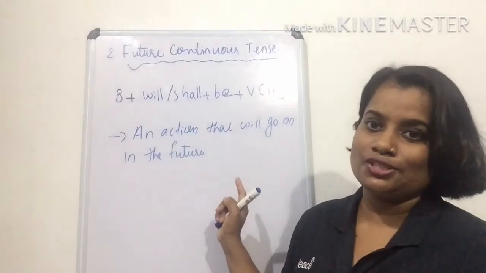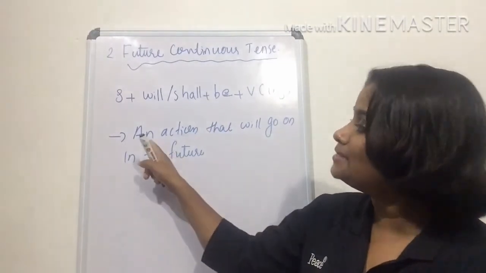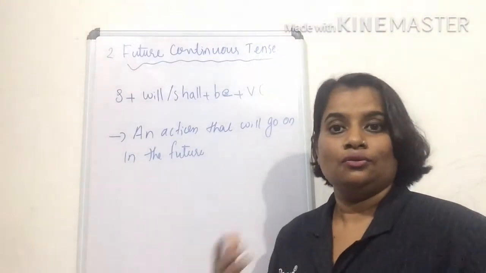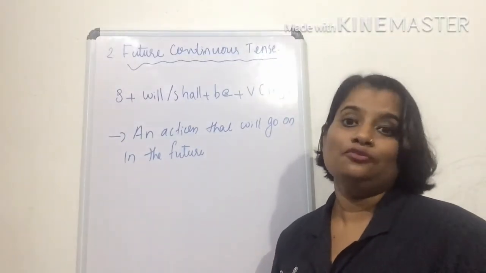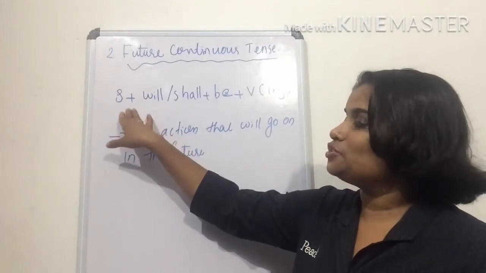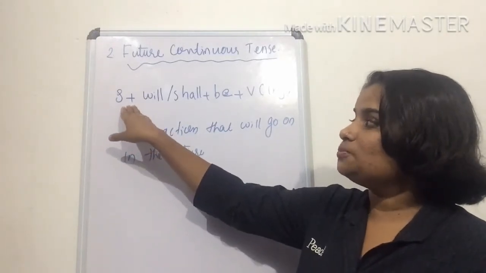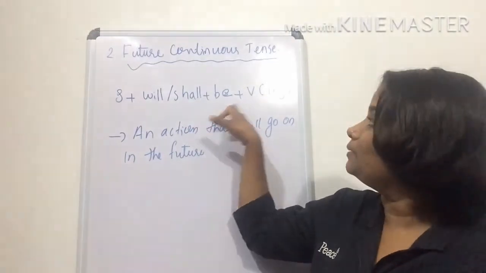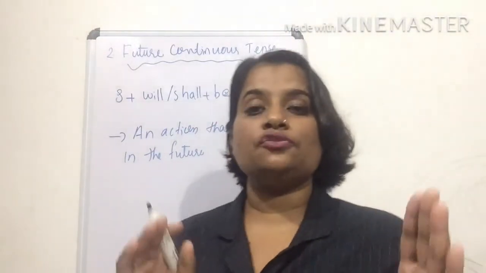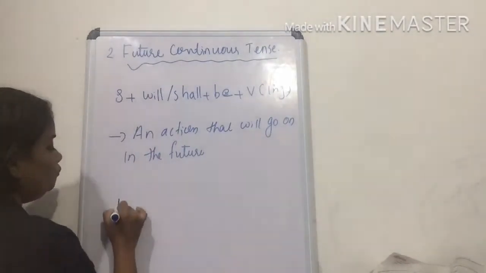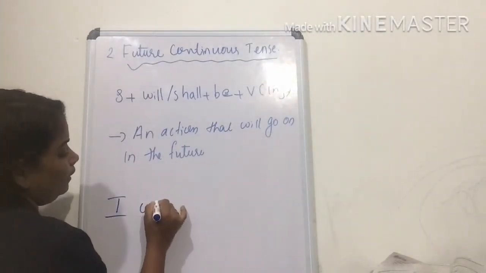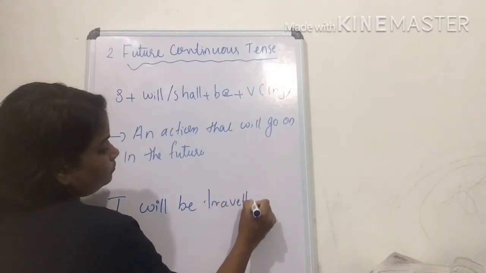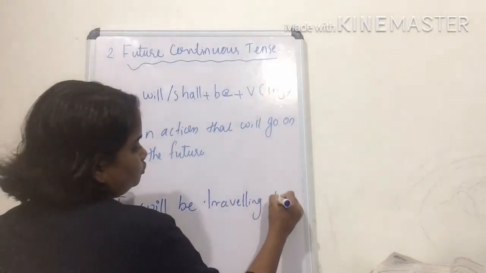Next one is future continuous tense. The use is an action that will go on in the future. The statement structure is subject plus will or shall plus be plus verb ing form of the verb. I'll give you one example over here. I will be traveling to Mumbai.